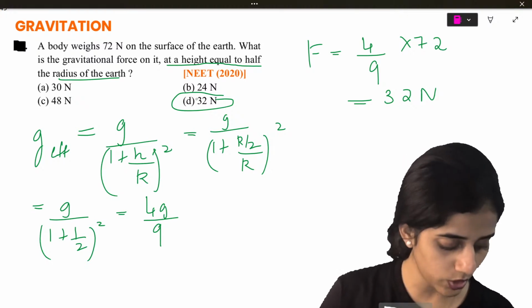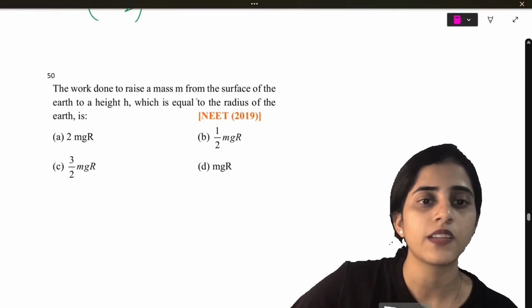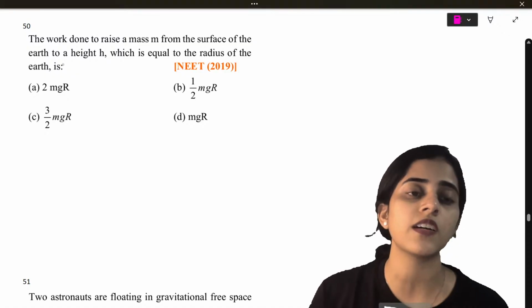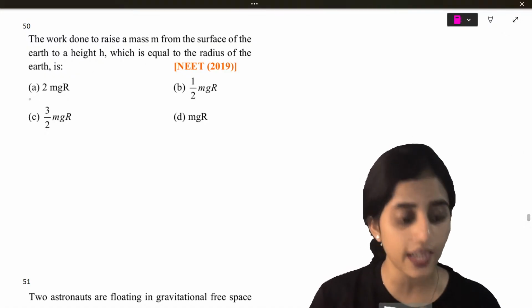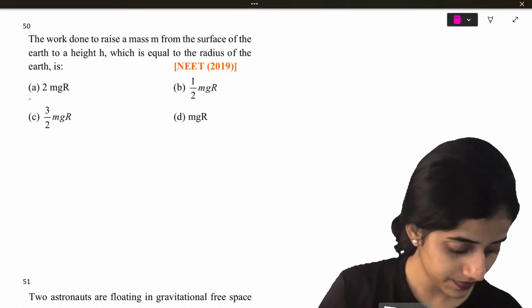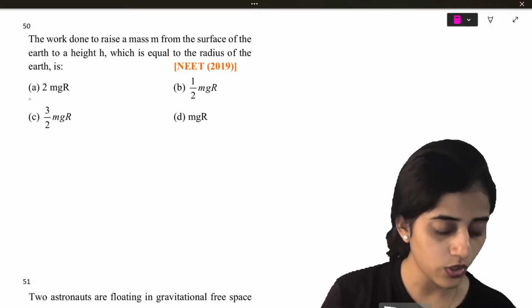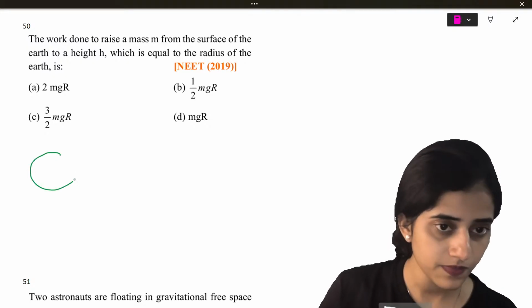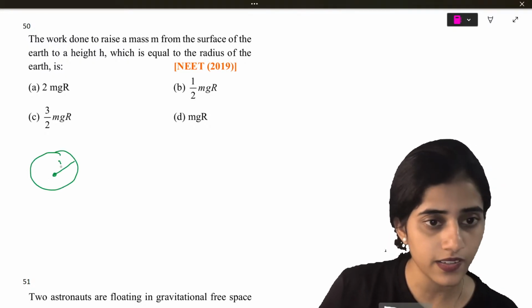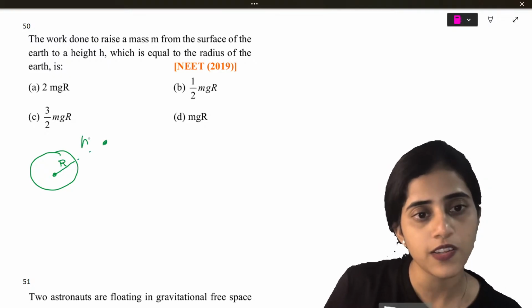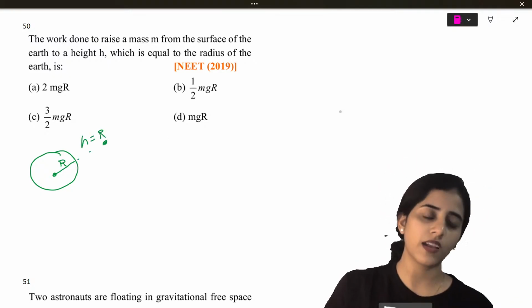Yes. Okay. Very good. Next question. The work done to raise a mass m from the surface of the earth to a height h, which is equal to the radius of the earth, is how much? So you have to find out, from here it's R, and to raise it to a height of h is equal to R.